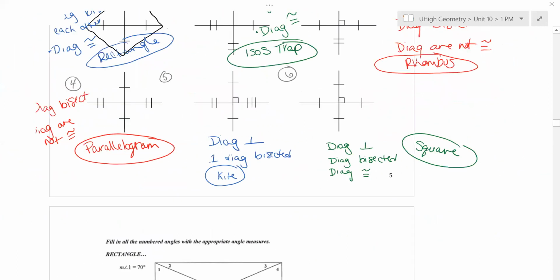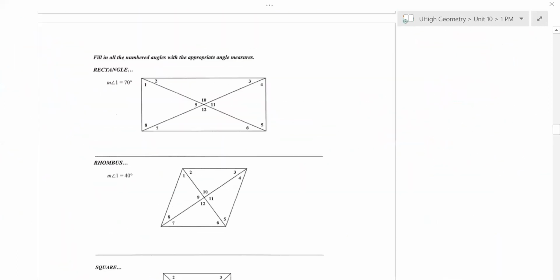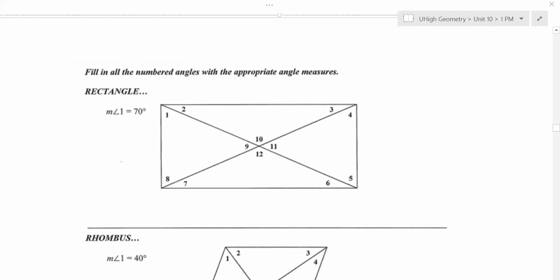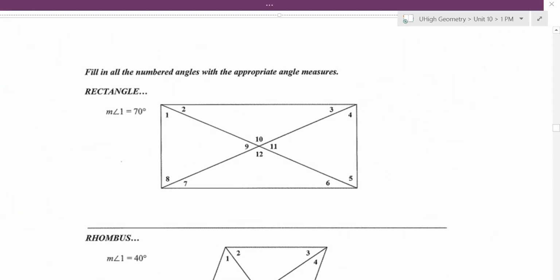All right. The next thing that I'm going to do is use some of these properties to fill in all the numbered angles with the appropriate angle measures. And I'm actually going to do this in a different video, so you can go ahead and watch that video and watch me do this next one.